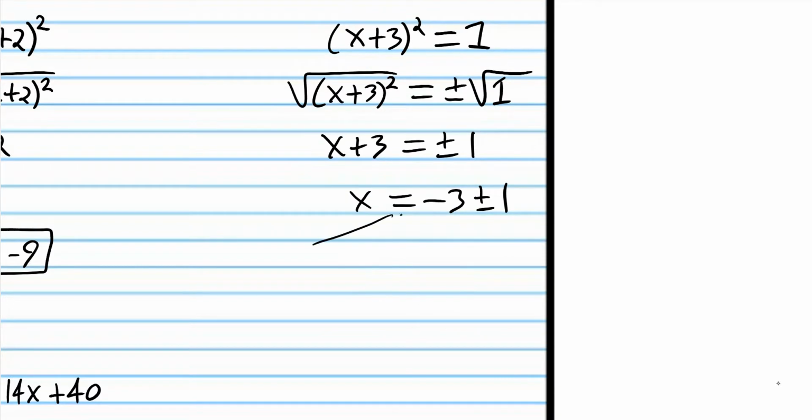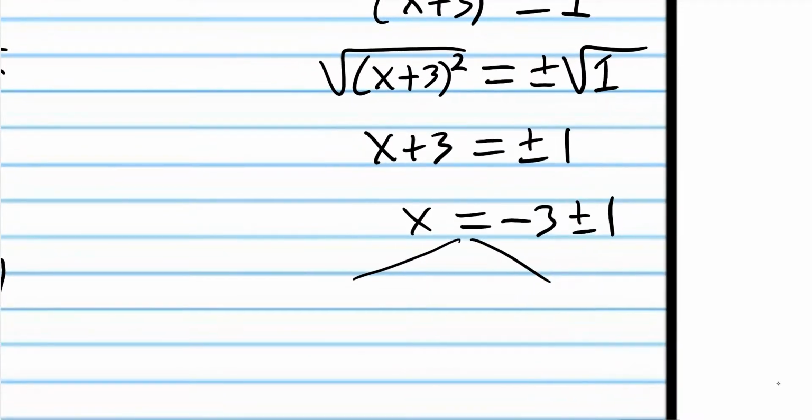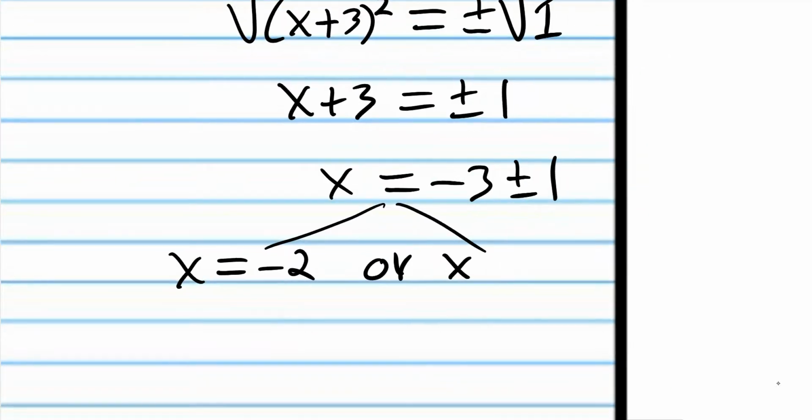And if 1 is positive, then it's negative 3 plus 1, which is negative 2. And if 1 is negative, then it's negative 3 minus 1, which is negative 4.